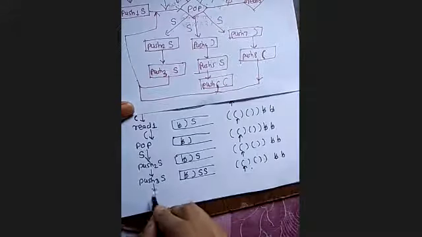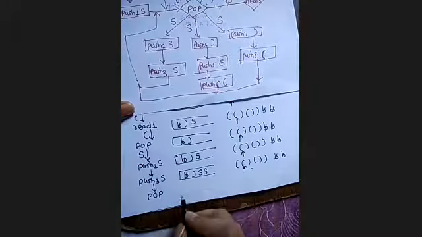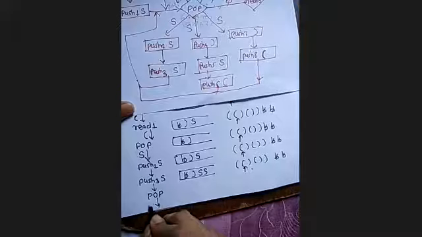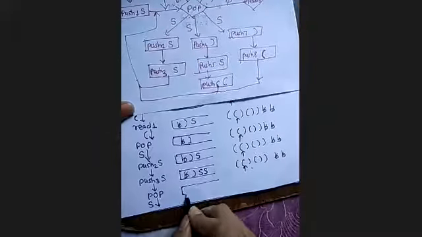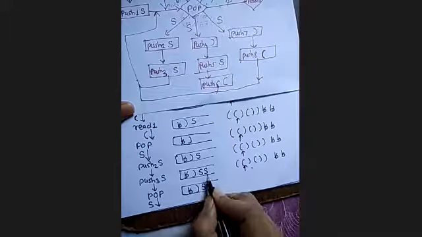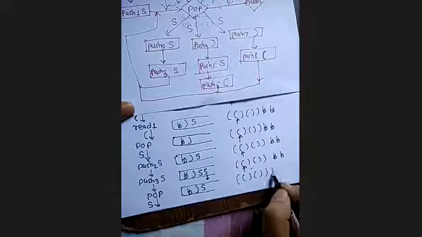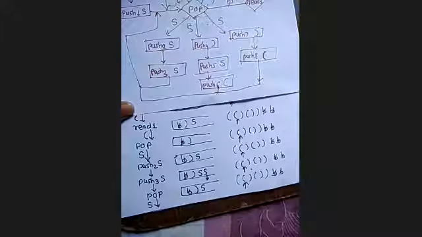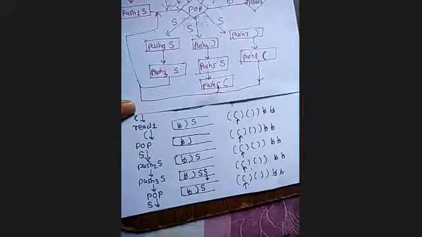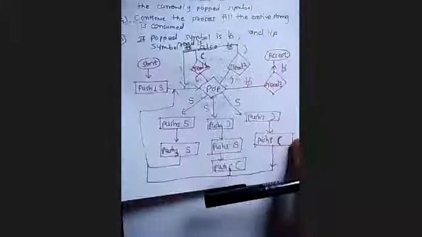After push S, what is the action? Pop. So this pop will pop what? S from the stack. Which rule is to be applied? Now the pop symbol is S. So this is popped from the stack in this step. Input is still pointing to the second symbol. Okay. Now the pop symbol is a non-terminal. Which rule do you have to apply?